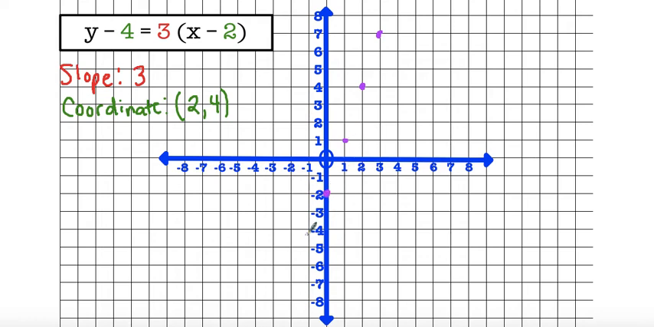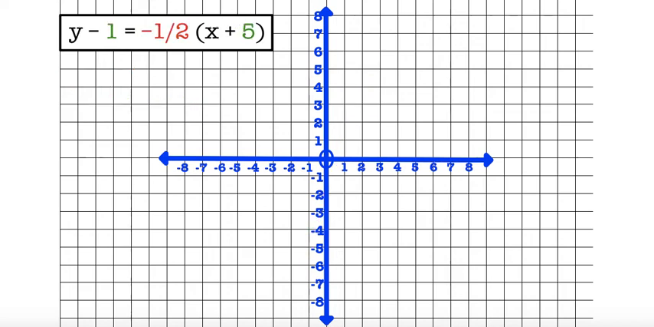So if I just plot these points and then connect my line, I should be good. So we just need a few points. Oops, let me try to make that a little bit straighter. And don't forget to put your arrows at the end to show that this line keeps going to the right and to the left.